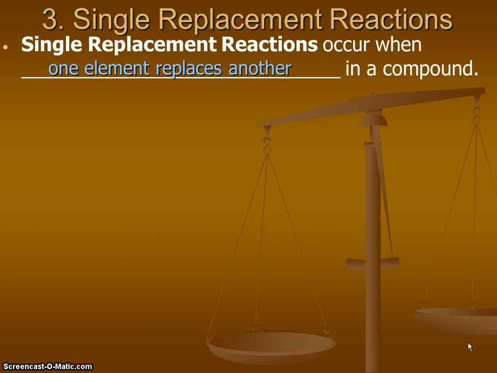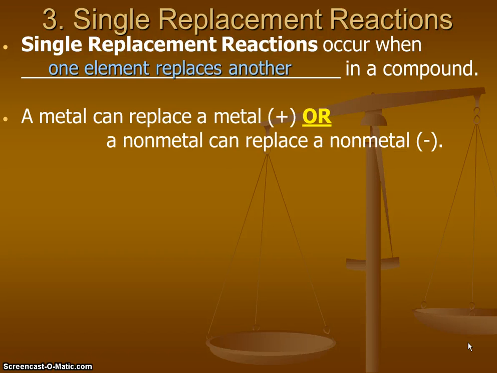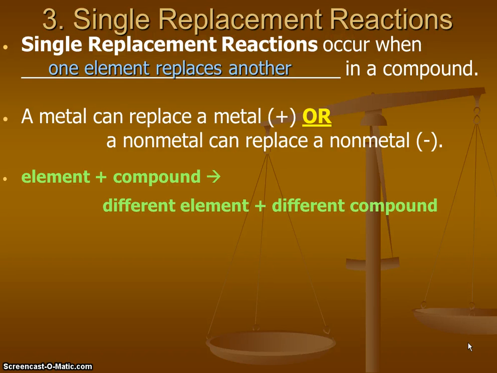Third category are single replacement reactions. Here, one element is going to replace another in a compound. This can happen between metals or it can happen between nonmetals. So our generalized pattern, we've got an element and a compound switching places to give me a different element and a different compound. Here's the idea.